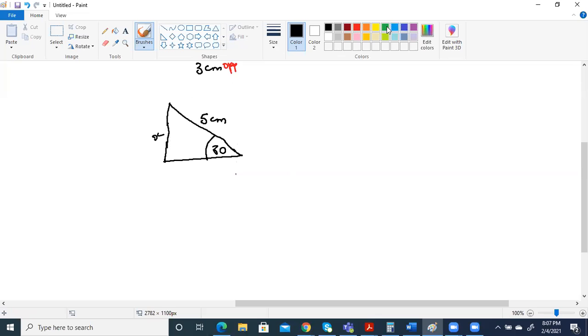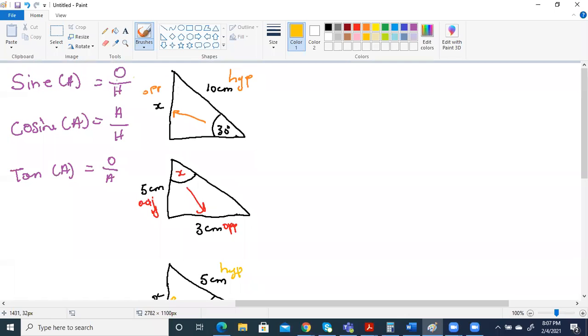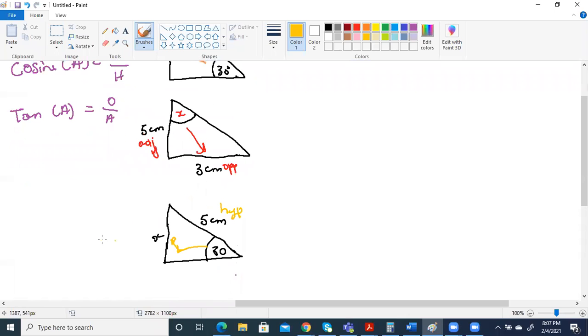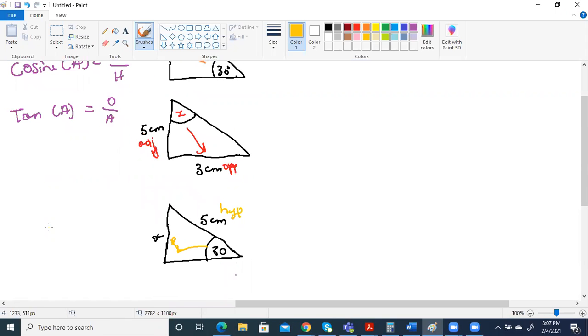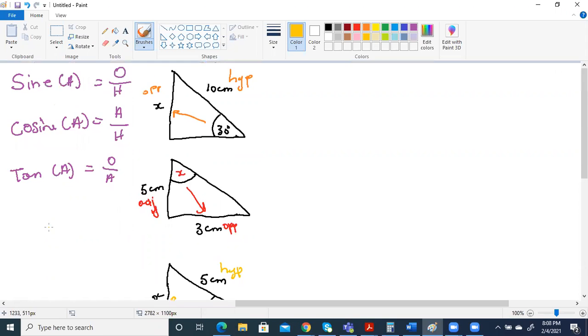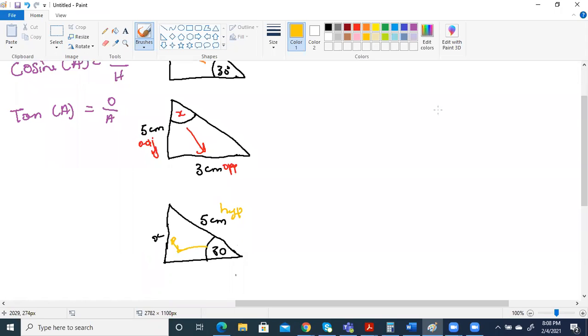So we're going to find this one here. Again, we use the same method. This is our angle of reference. We have the hypotenuse, and we also have the opposite, right? So opposite and hypotenuse, that's using the sine rule. So we can go ahead and solve and use sine.